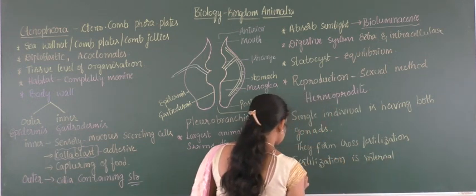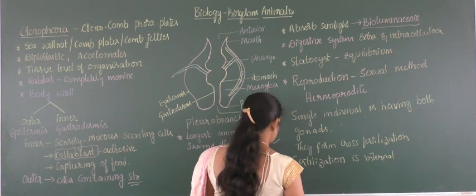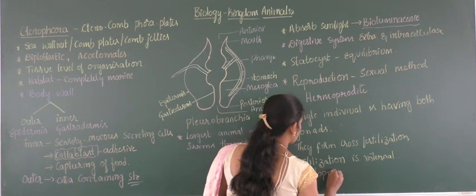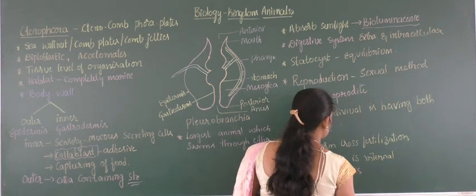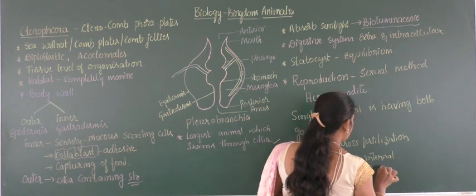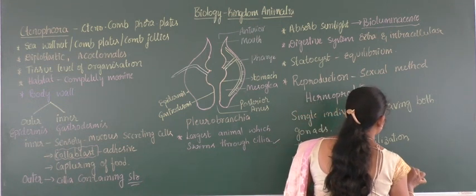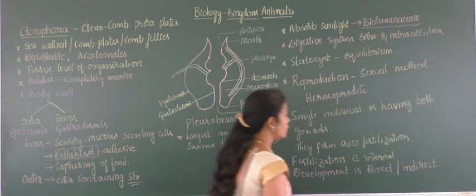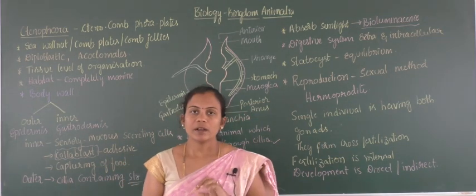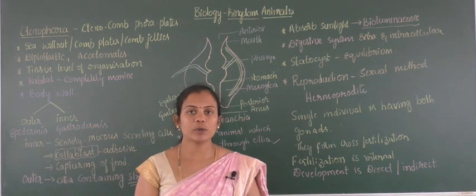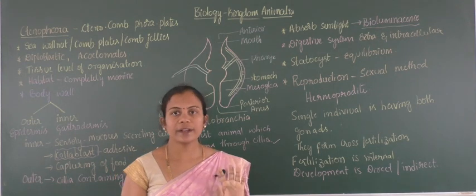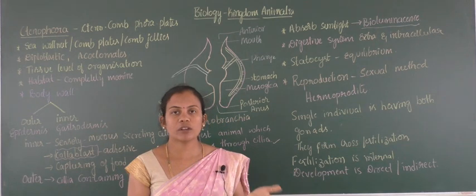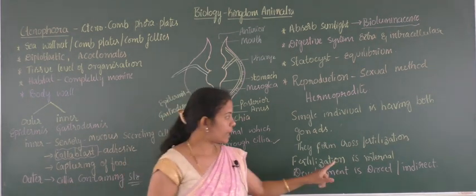And development is both by direct and indirect method. In this way they form the development. There are different larval stages which develop into a new individual. That is called indirect development, and direct means the egg develops into a new individual of the parental type. That is direct development.